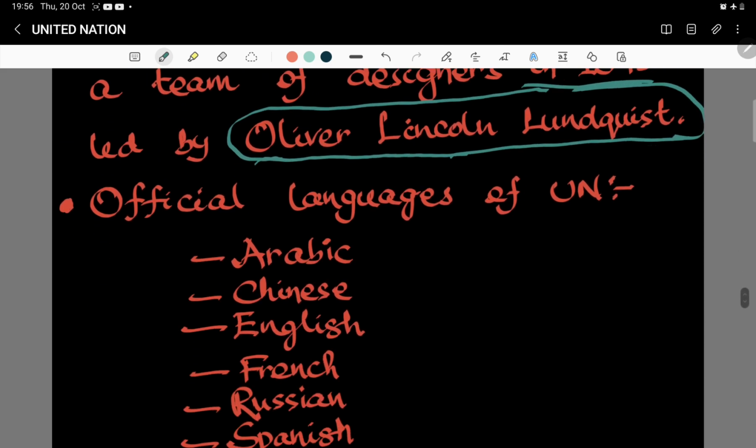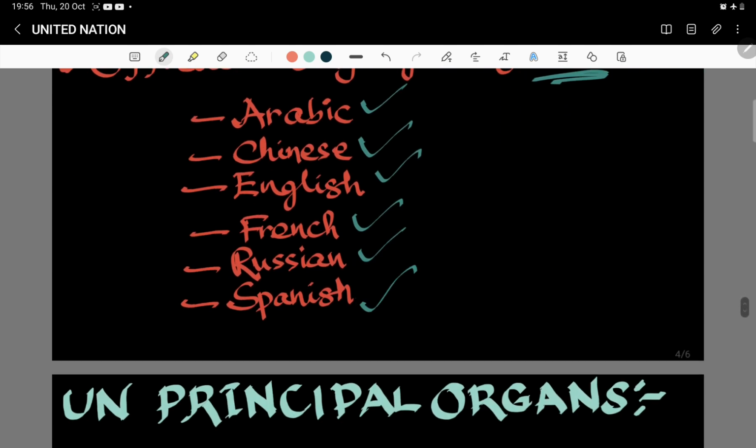And there are 6 official languages of the United Nations. These are Arabic, Chinese, English, French, Russian, and Spanish.